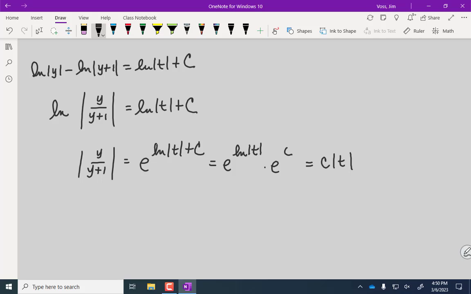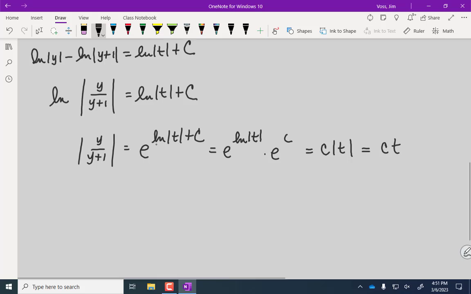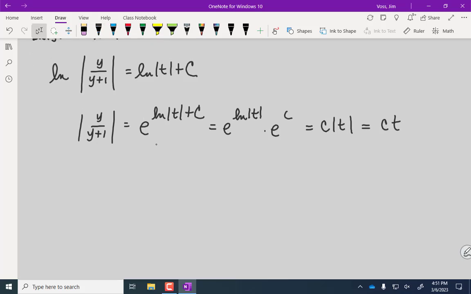This can then even be simplified further just to ct, because absolute value of t is either plus t or minus t. Plus t and minus t, that's a constant times t, so that constant can be sucked into the c. All right. Now on the left side, we also have an absolute value. Well, that plus or minus 1 from this absolute value can also be stuck into that c. All right, we're getting closer.